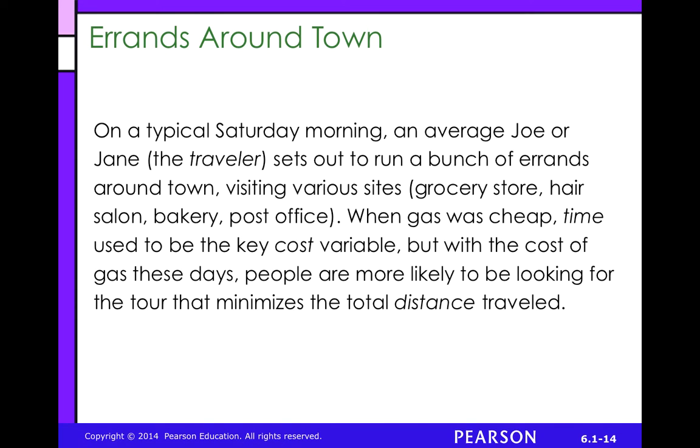Here's another example just real fast. You want to run errands and you have to go to a bunch of different stores, a bunch of different sites. Here they are. So again, you want to navigate these destinations optimally, and when gas was cheap, time used to be the key cost variable, but as the price of gas goes up, people are now more likely to be looking for a tour that minimizes total distance traveled, or trying to minimize the amount of gas they use, whatever.